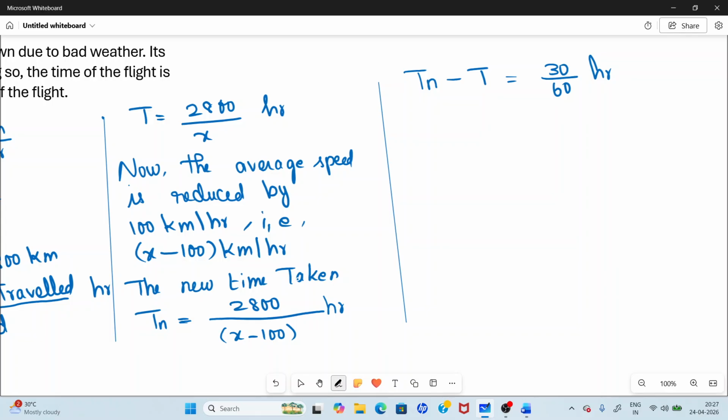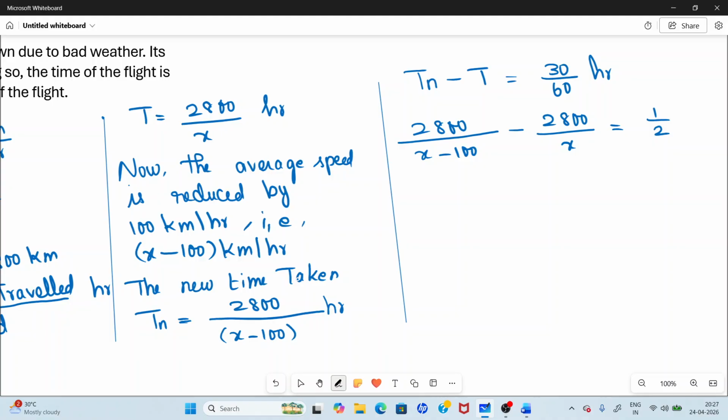So we know that Tn equal to new time 2,800 by x minus 100. So new time is more, right? Minus 2,800 by x equal to 1 by 2. Now we have formed an equation based on the information given in the question.